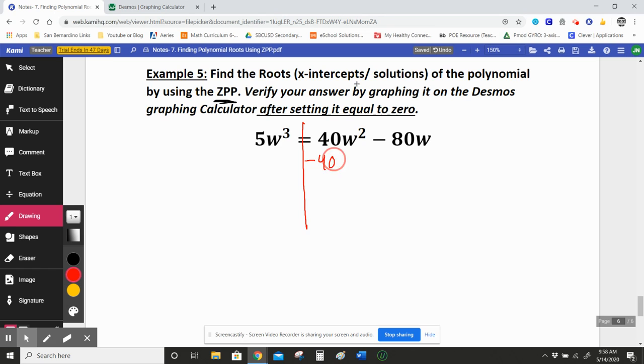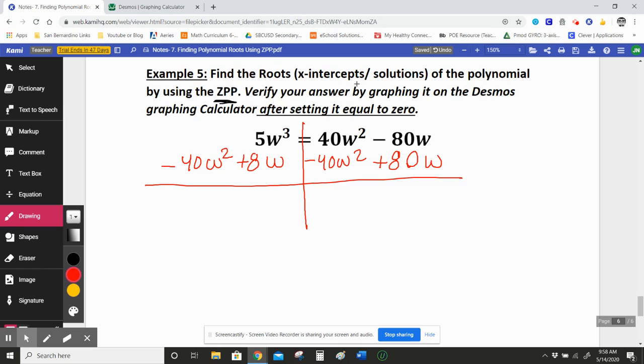I'm going to subtract 40w squared and then add 80w to the other side. Sorry, that should be an 80. So when I do that, I have to do it to both sides, 40w squared plus 80w. On the right side, which is what I want, everything cancels out, and I'm left with a 0. On the left side, I'm going to be left with 5w to the power of 3.